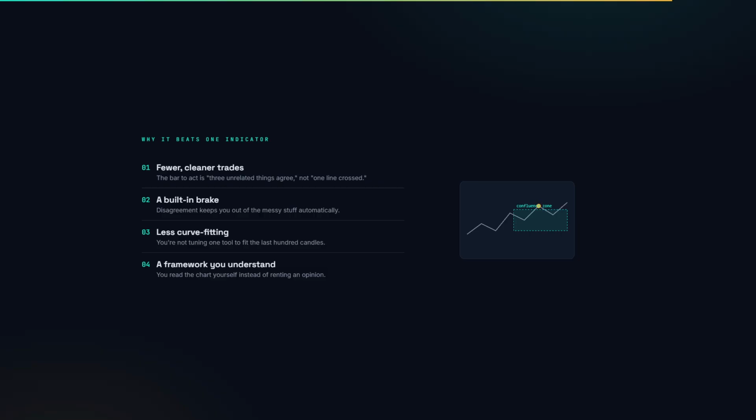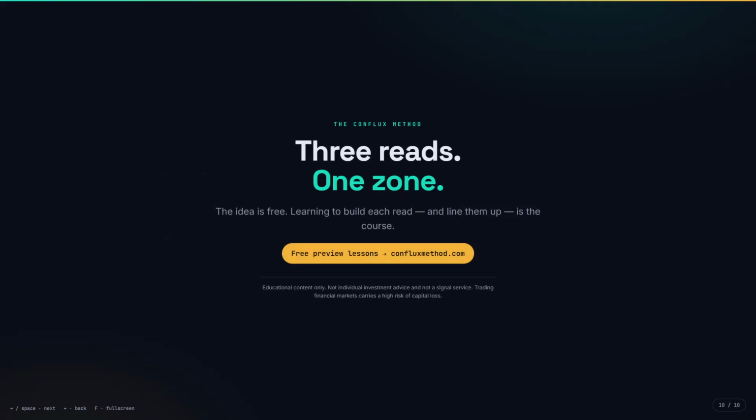This idea of 3 independent reads converging on one zone is the backbone of the Conflux Method. The name literally comes from confluence, separate confirmations flowing into the same place.